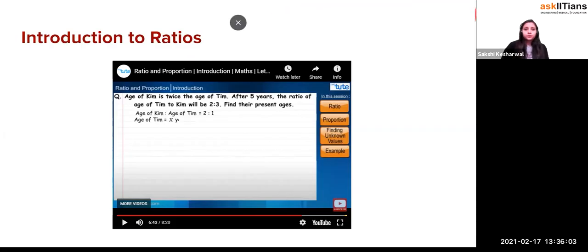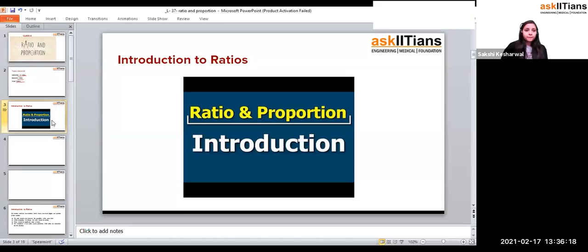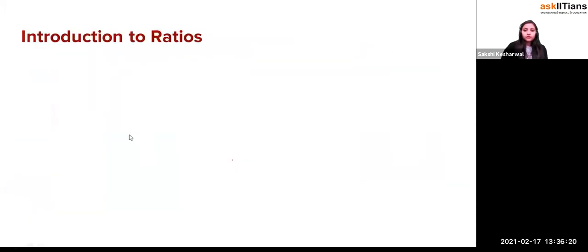So let's start with the formulas and definitions, and I'll write things down. So let's begin with that. Basically, what is a ratio? Ratio means the comparison of two quantities. So basically we'll write it down.